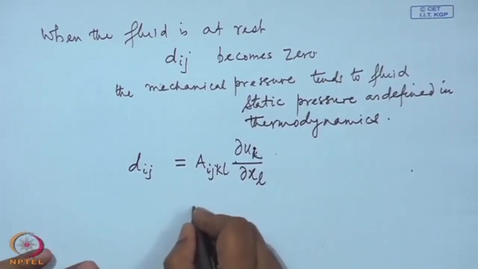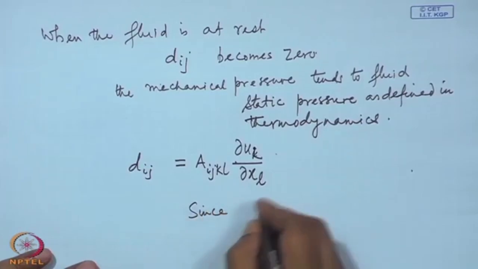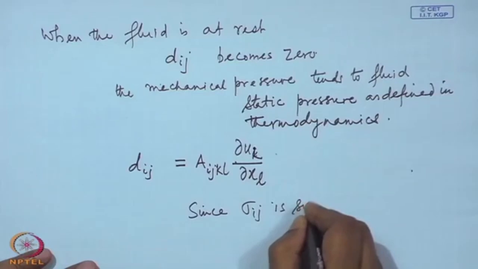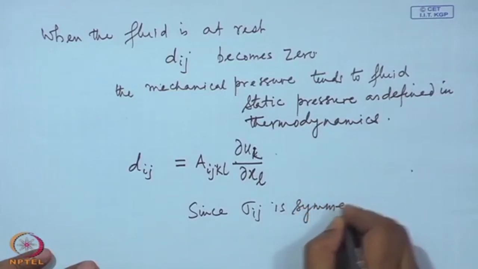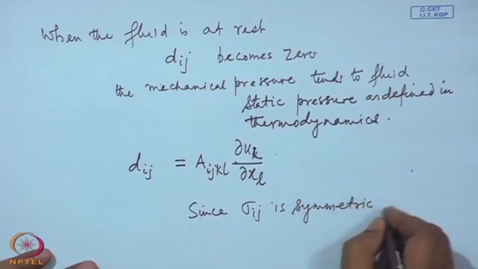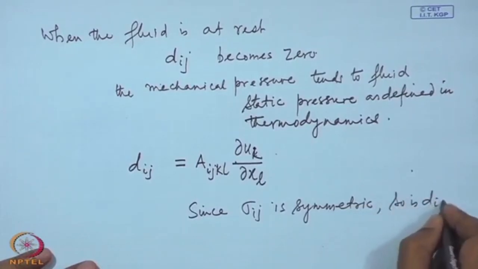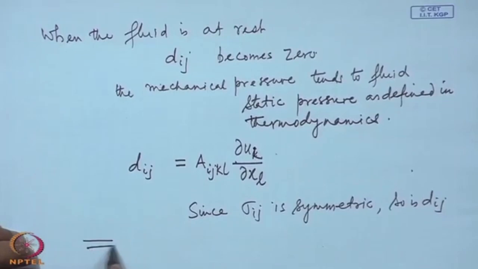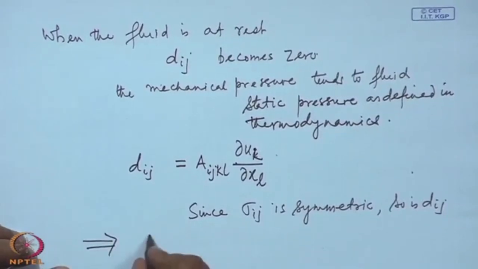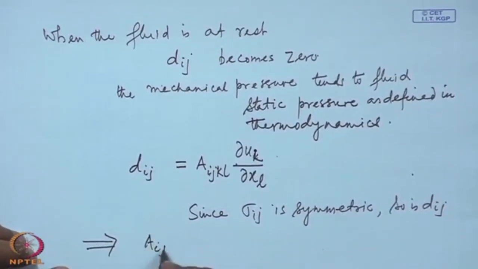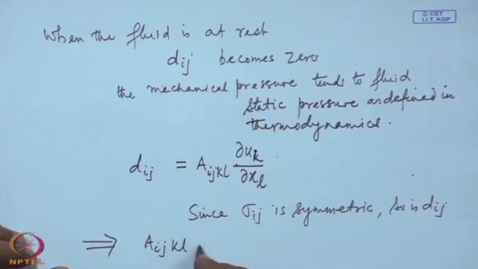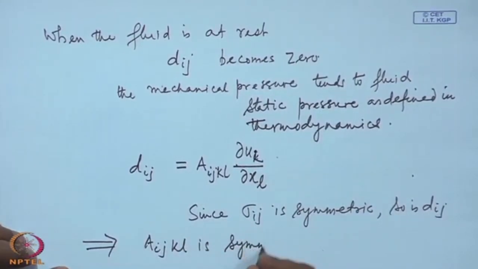So, you can write that since sigma_ij is symmetric, so is D_ij, and this gives a_ijkl is symmetric in i and j.